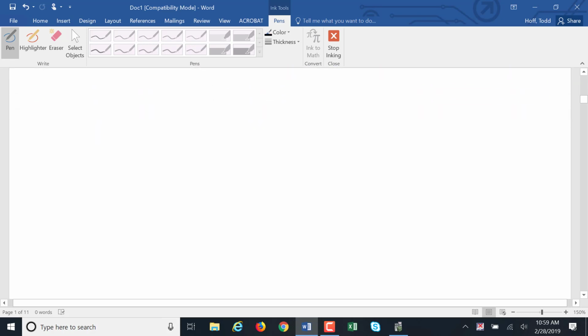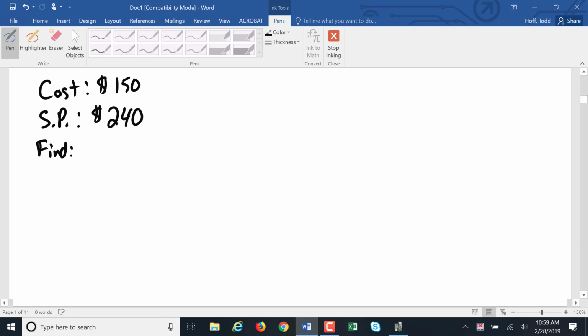So we're going to show you a few more examples to look at all the different possibilities here. Again, we're going to look at an example where we're told that we have a cost of $150, a selling price, abbreviated SP, of $240. And I'm going to ask you to find the percent markup on cost.